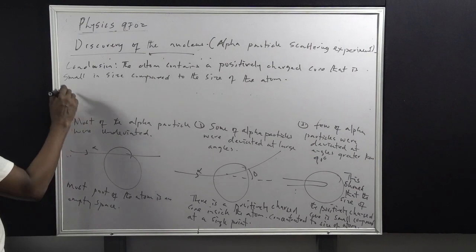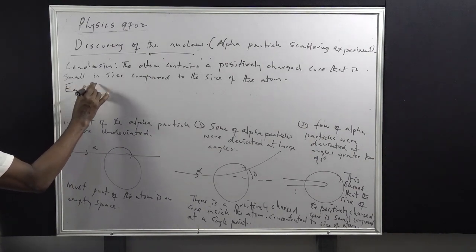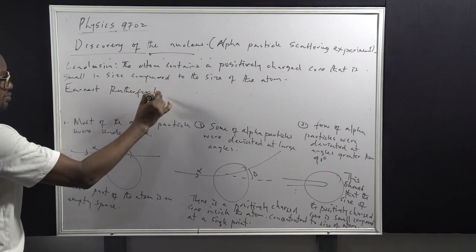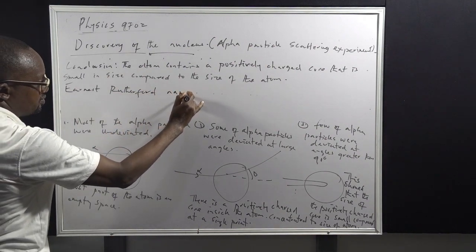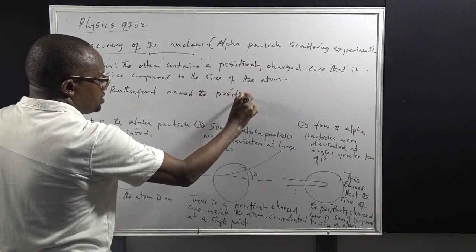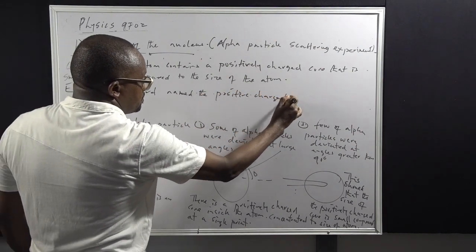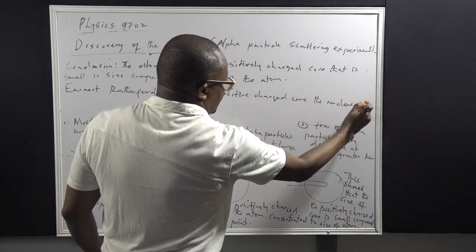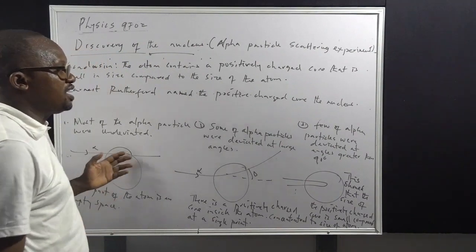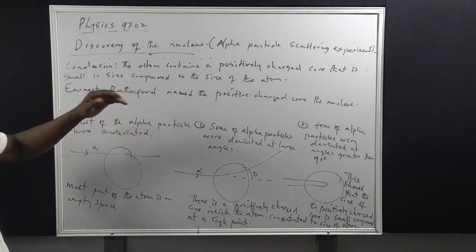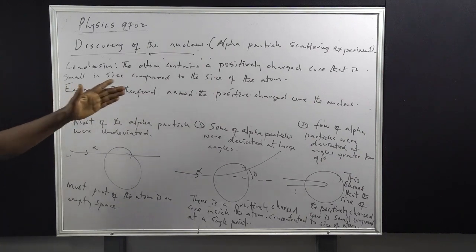Then Ernest Rutherford named the positively charged core the nucleus. That is why it is now referred to as the Rutherford nuclear model of the atom. So Rutherford was the supervisor of Geiger and Marsden.